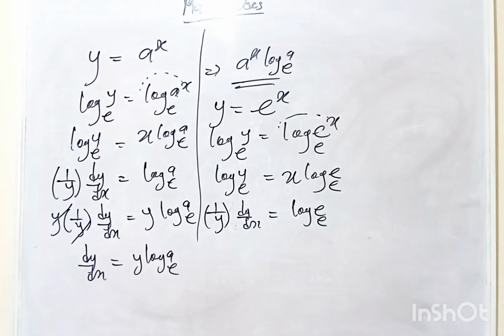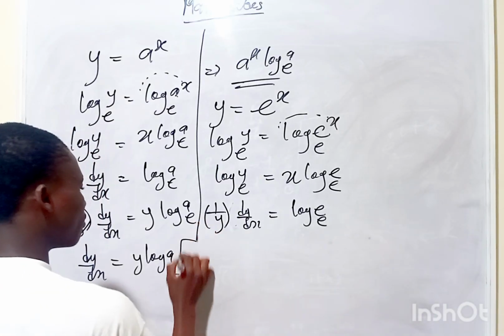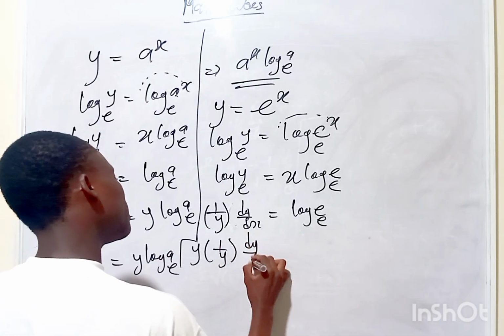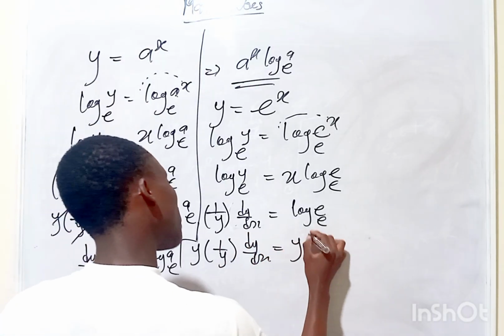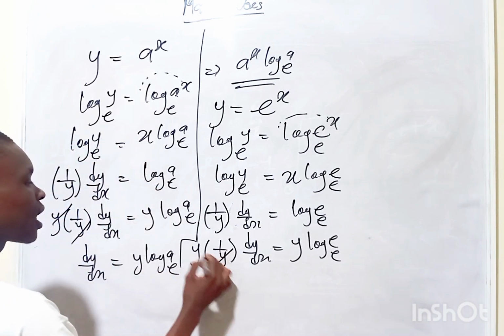So what happens next? Let's multiply y to both sides. If we multiply y to both sides, we have y times 1 over y, dy/dx equals y multiplied by log e base e. So y here can cancel out y.